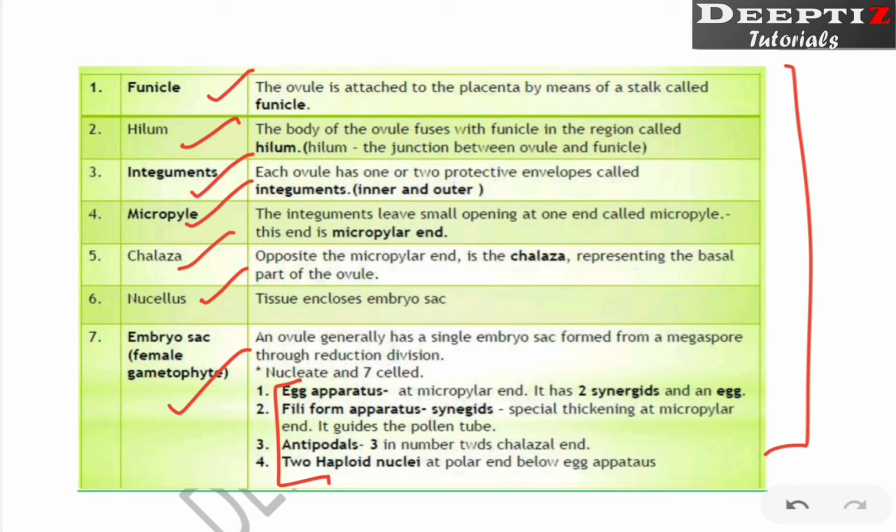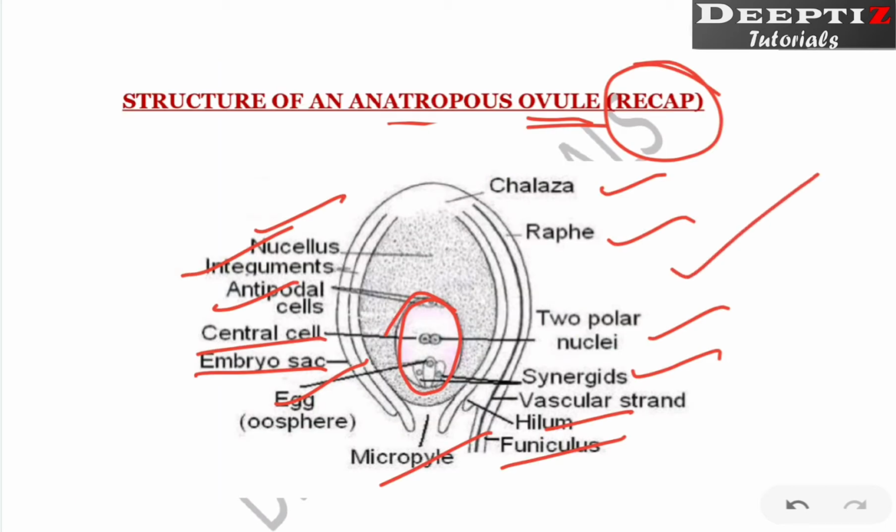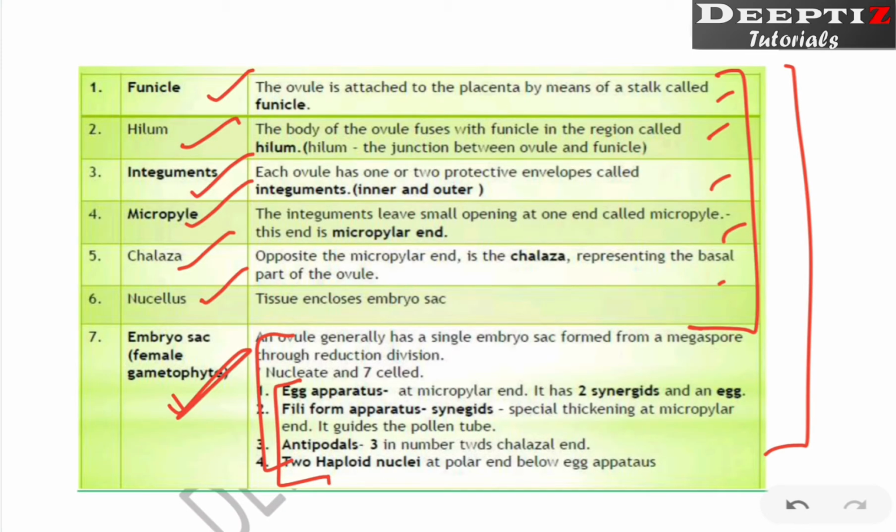If the embryo sac alone is asked, these many points are there, or else if the structure of an anatropous ovule is asked, you have to mention them. Why did I tell you that when there is an embryo sac you need to write about these points? Because these are all connected. The embryo sac can develop with the help of all these structures. So whenever the embryo sac is asked, you have to write about all these points when you make the embryo sac within the ovule structure or integument. Try to make this diagram only and use this explanation.